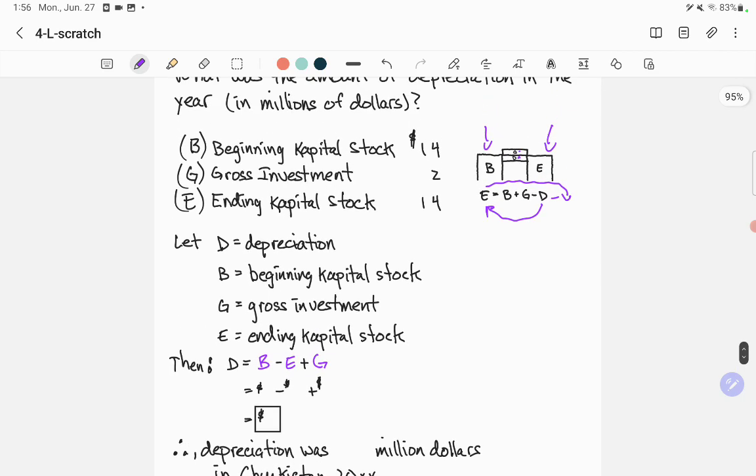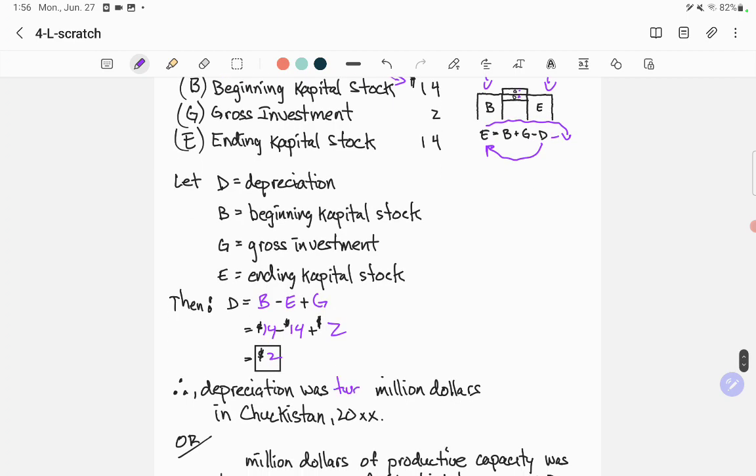Once again, for the question, when you see these questions, make sure that B equals 14, beginning capital stock equals. If you write this on a piece of paper, it's very difficult to get the answer wrong. So, what's B? 14. What's ending capital stock? 14. Gross is 2. How much is depreciation? 2.